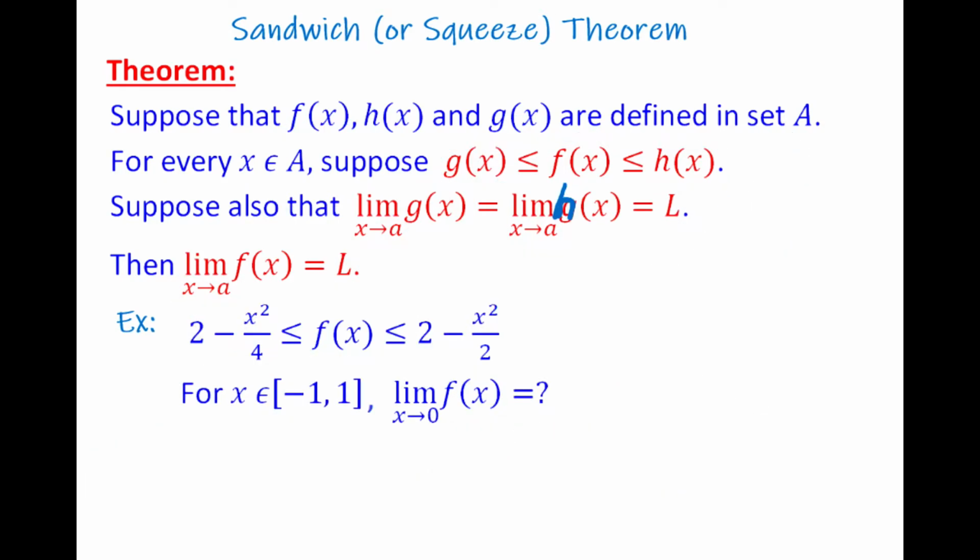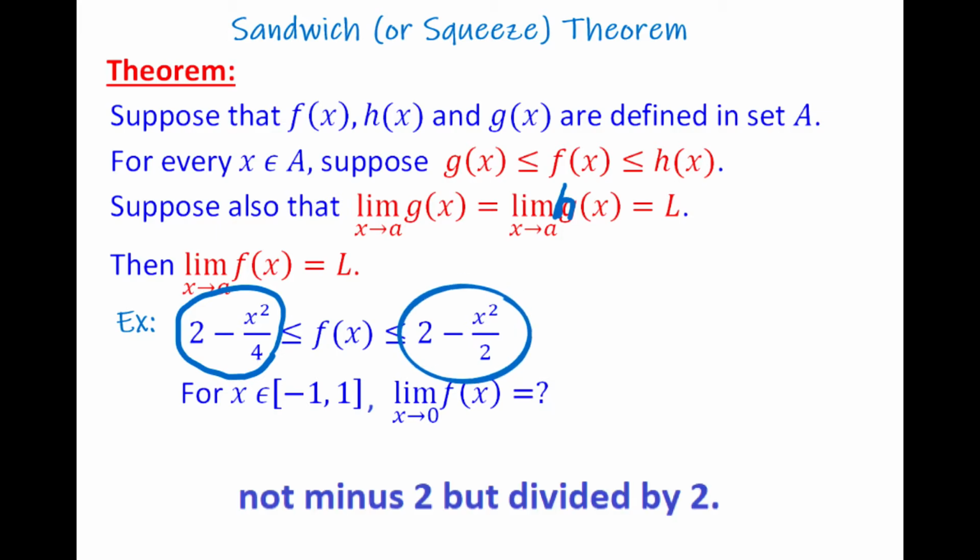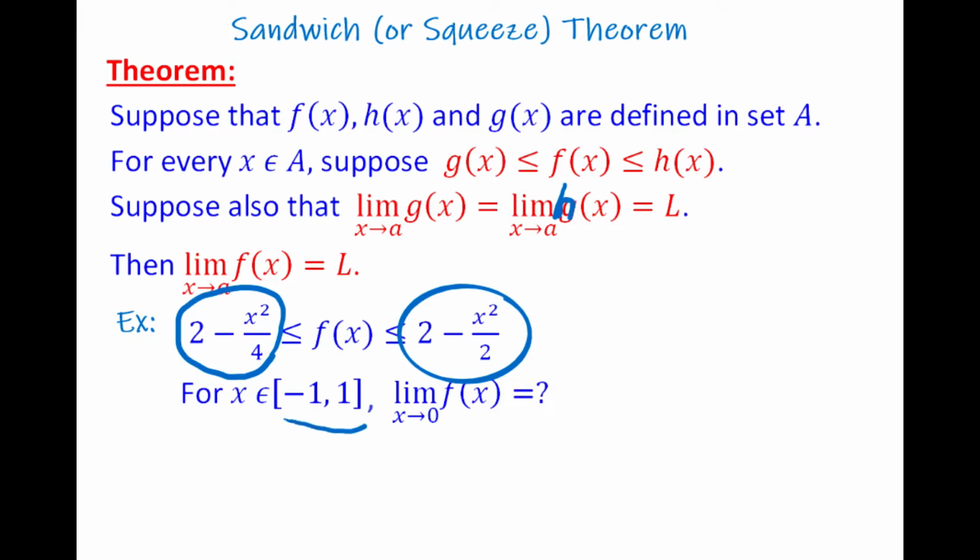Okay guys, we have another question, and in this question our lower and higher functions are different. The smaller function is 2 minus x squared divided by 4, as we see here, and the higher function is 2 minus x squared divided by 2, guys. Within this interval from -1 to +1, the values that we're going to obtain from the right side will be greater than from the left side.